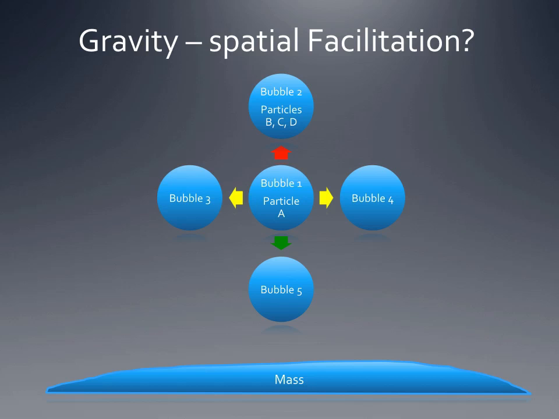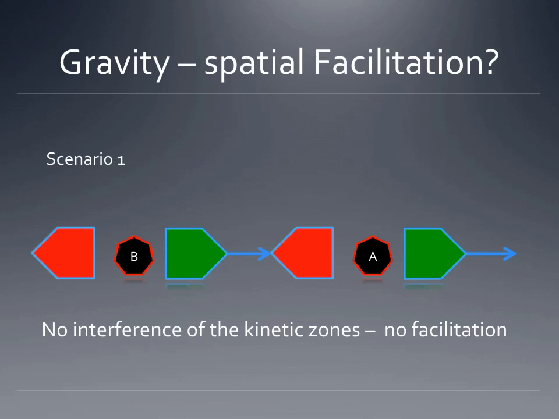Let's go back to our question whether there is a spatial facilitation effect when you drop a number of particles from a certain height towards a mass. Will particle D move any differently from particle A due to spatial facilitation? Thinking about this, I've come up with two different scenarios. Scenario 1, the distance between A and B is so big that there is no interference of the kinetic zones. That means there is no facilitation.